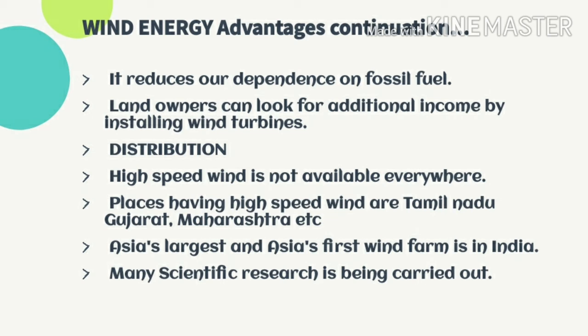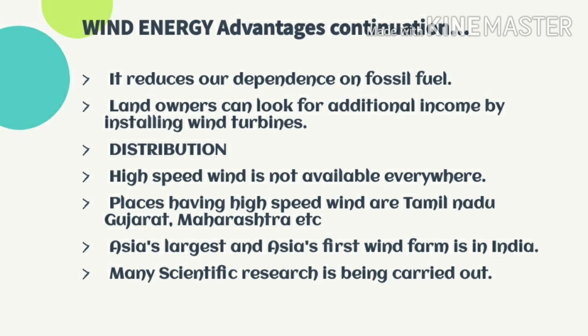High speed steady wind is not available everywhere, but India is lucky in that case, because India has a very long coastal area, which is most favorable for wind energy generation. The states like Tamil Nadu, Gujarat, Maharashtra lead in the installed capacity, followed by Karnataka, Rajasthan, Orissa, and Andhra Pradesh. So these are the places which have high wind energy.